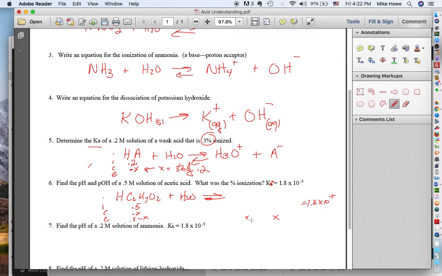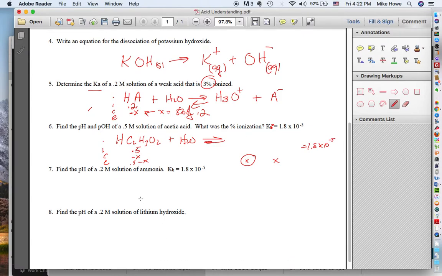Remember that? Okay. So after you know what X is, you're going to use it for all the rest of the question. Once you know what X is, X divided by 0.5 will give you the percent ionization. And then X will also be the hydronium ion, so you can find the pH by taking the negative log, then subtract from 14, you get the pOH.